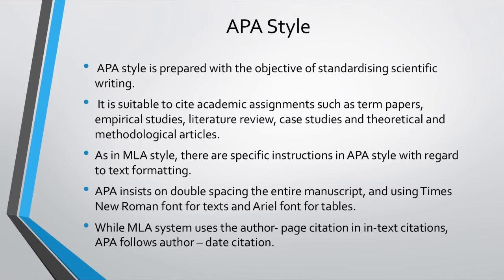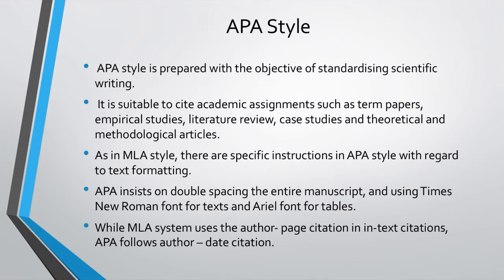Now about APA Style. APA Style is prepared with the objective of standardizing scientific writing. So APA Style is mostly followed by social sciences and science group writers. It's suitable to cite academic assignments such as term papers, empirical studies, literature reviews, case studies, and theoretical and methodological articles. As in MLA style, there are specific instructions in APA style with regard to text formatting. That is, APA insists on double spacing the entire manuscript, then using Times New Roman font for text and Arial font for tables.